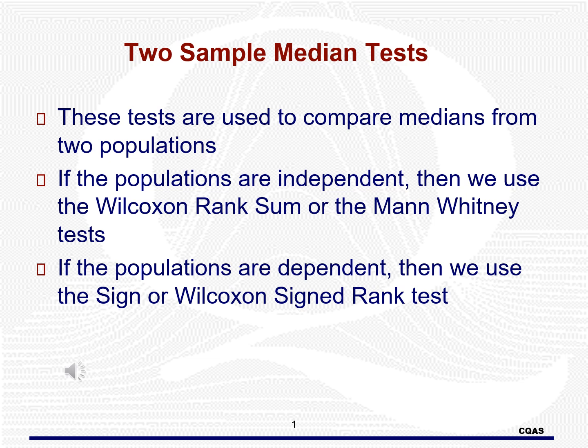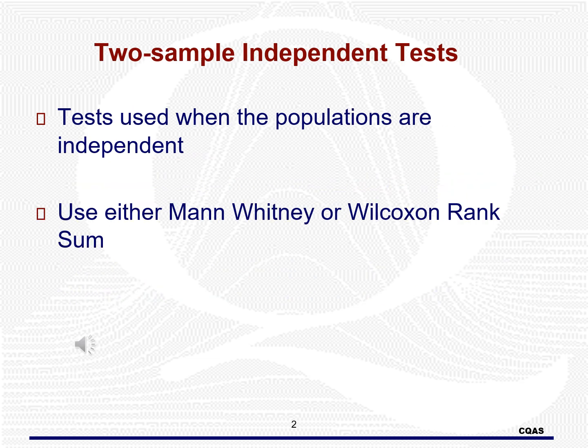The tests that we will use will be based on the type of samples we have. If these samples come from independent populations, then we use the Wilcoxon rank sum or the Mann-Whitney tests. If they come from dependent populations, then we use the sign or Wilcoxon signed rank test. Let's first discuss the independent tests. We will first look at the assumptions.